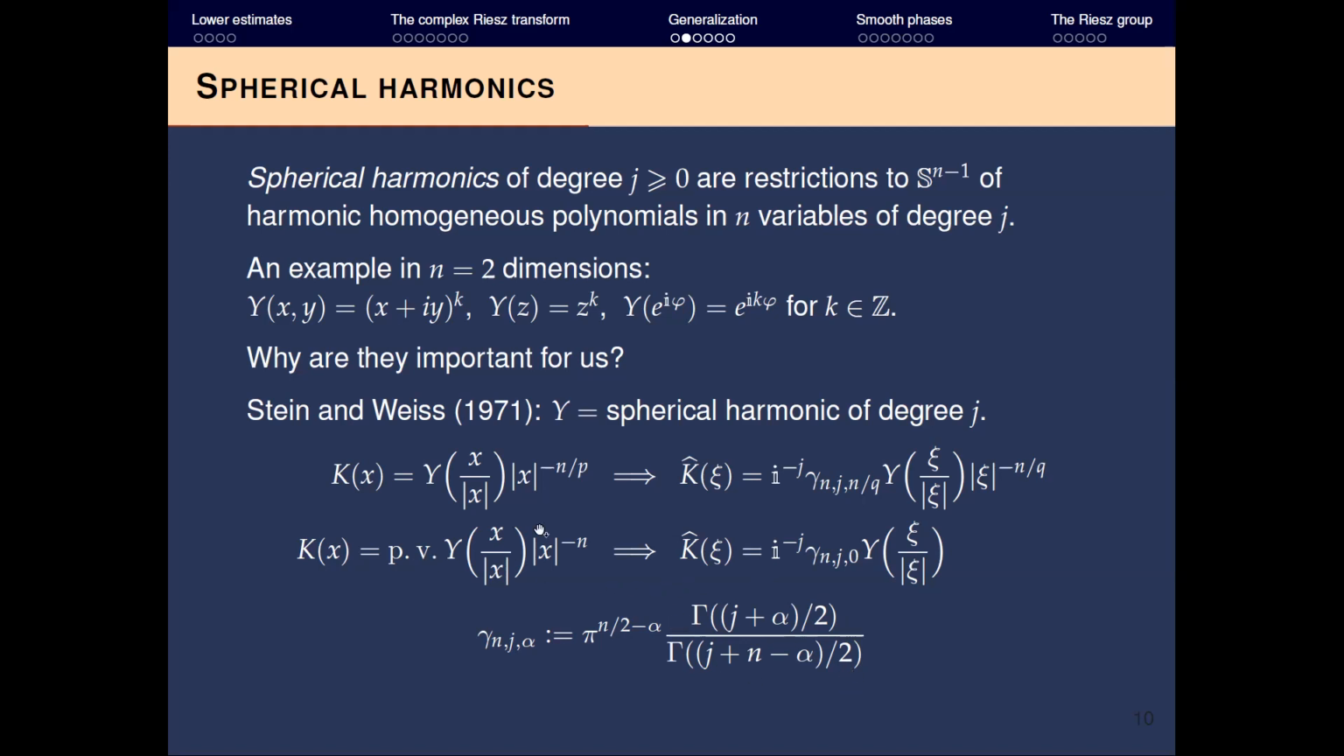This even makes sense in the endpoint case, where p is equal to 1, but then this function is no longer locally integrable, so you have to understand this in the sense of a principal value distribution, and then the same formula holds. So those constants appear already in the book of Stein and Weiss. Let's regard them as something standard.